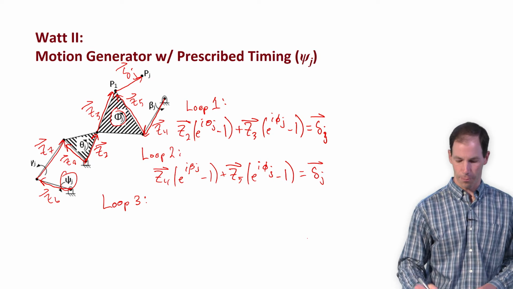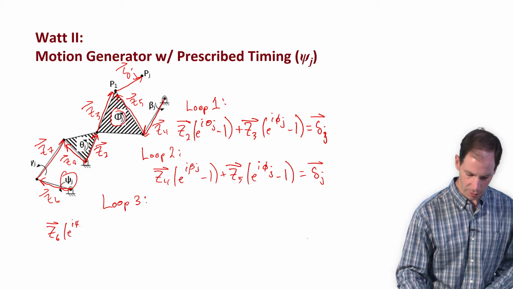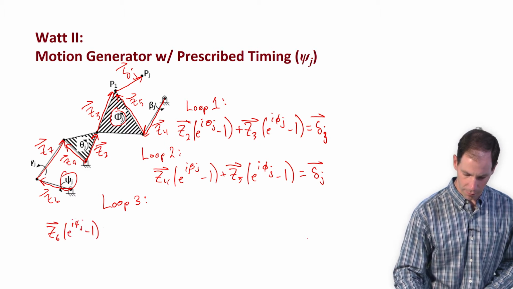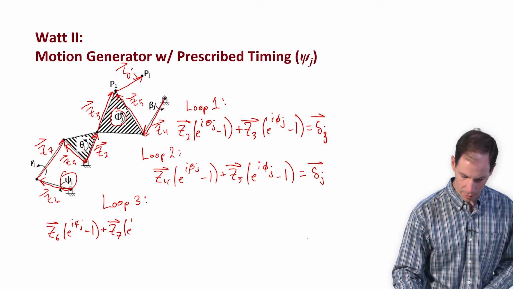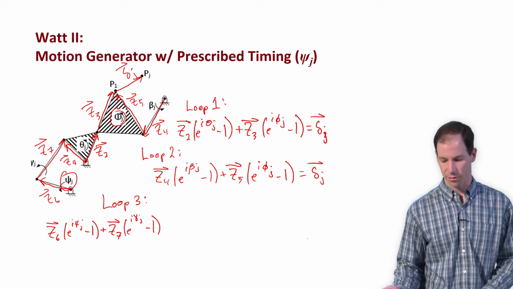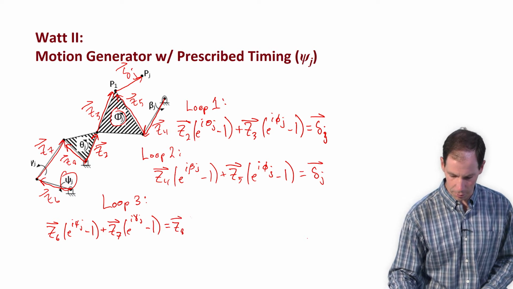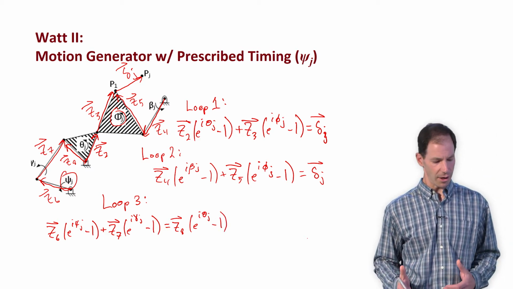So on this third vector loop, we're going to start at the ground pivot, and we'll have Z6 multiplied by its rotation operator, e to the i psi j minus 1. We'll have then Z7 times its rotation operator, e to the i gamma j minus 1. And then I could subtract off Z8. Alternatively, I can throw it to the other side of my equation. And so I'm going to say this is then equal to Z8 times its rotation operator, e to the i theta j minus 1. And this then gives me a nice system of equations.